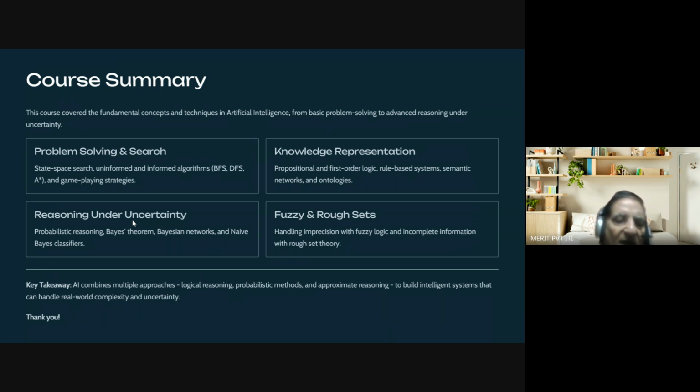Key takeaway: AI combines multiple approaches, logical reasoning, probabilistic methods, and approximate reasoning, to build intelligent systems that can handle real world complexity and uncertainty. See, that's how you find. I'll be showing you the robot Sophia, and showing how the robot is manufactured and how it is able to talk in 30 different languages. It can talk in Hindi, English, German, French, and she wants to fly so that she can reach the moon. So that type of thing is important.